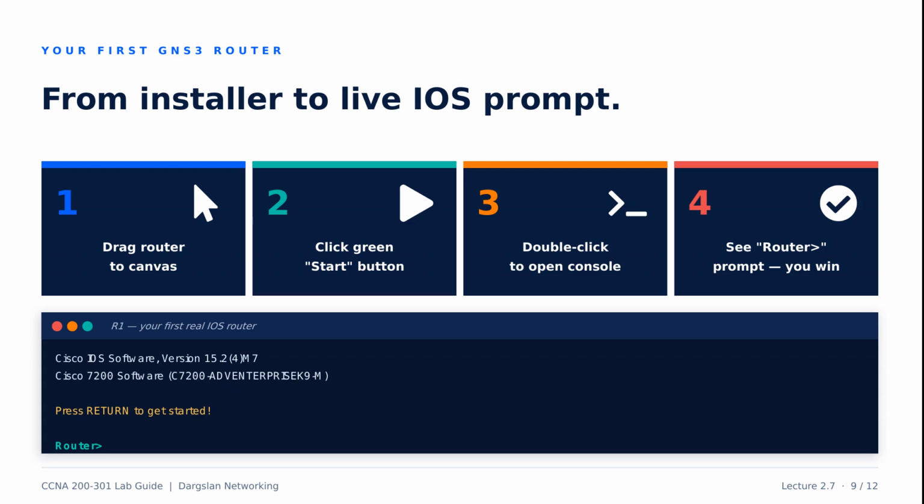With your IOS template saved, the payoff is just 4 clicks away. Drag a router from the left panel onto the canvas, hit the green Start button at the top, then double-click the device to open its console. After a few seconds of boot messages, you'll see that beautiful router prompt. And at that moment, you're no longer simulating a network, you're running real Cisco IOS on your own machine.